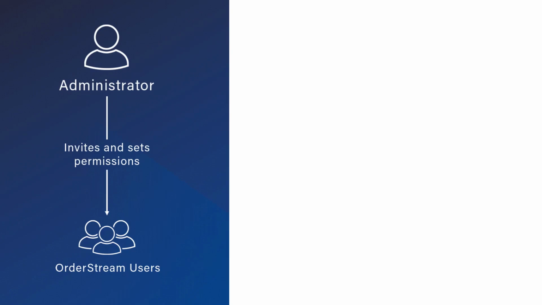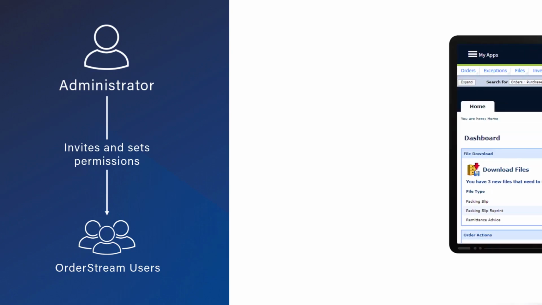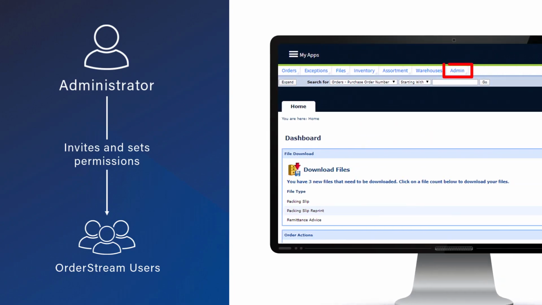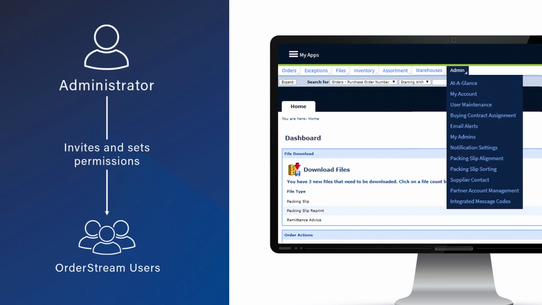The permissions you decide to give to a user may depend on that employee's role at the company. Let's walk through the whole process now. To invite a user, you'll click the Admin drop-down menu from the menu bar within OrderStream. From there, click on User Maintenance.